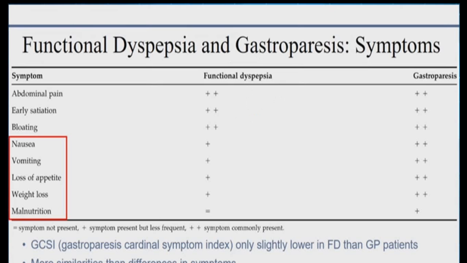Some symptoms are common in both: abdominal pain, early satiety, bloating sensation. But nausea, vomiting, loss of appetite, weight loss and malnutrition are more common in gastroparesis as compared to functional dyspepsia. So if a person presents with more nausea, vomiting, loss of appetite, weight loss and malnutrition, always suspect gastroparesis more than functional dyspepsia.